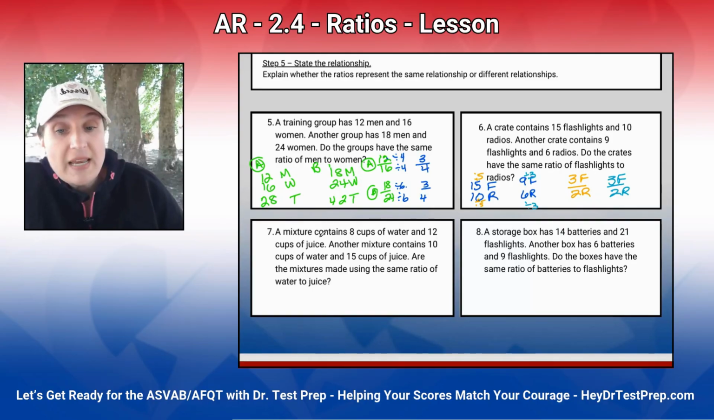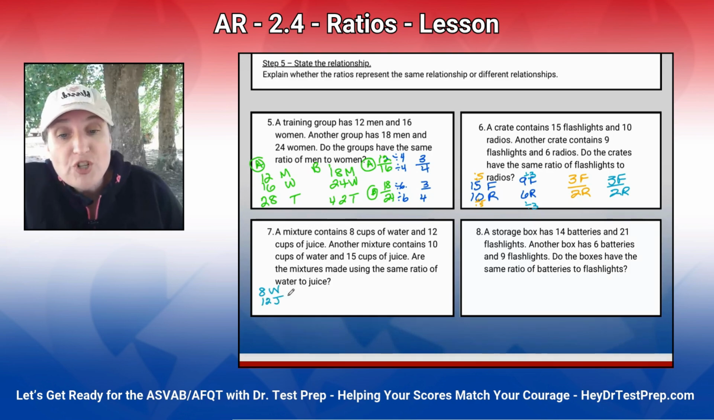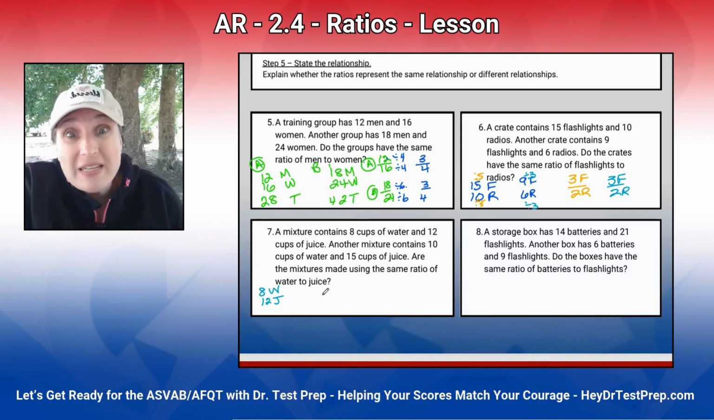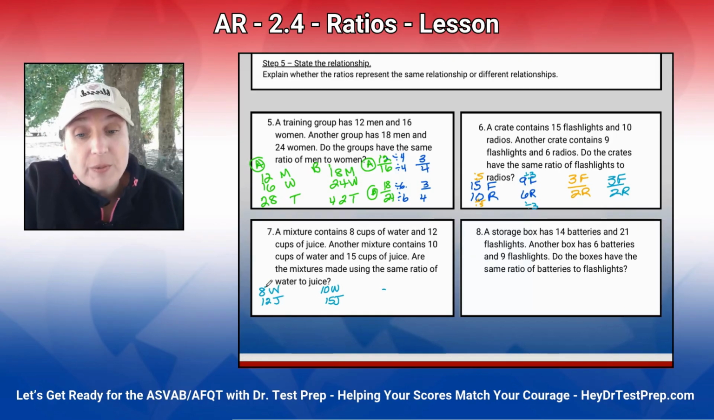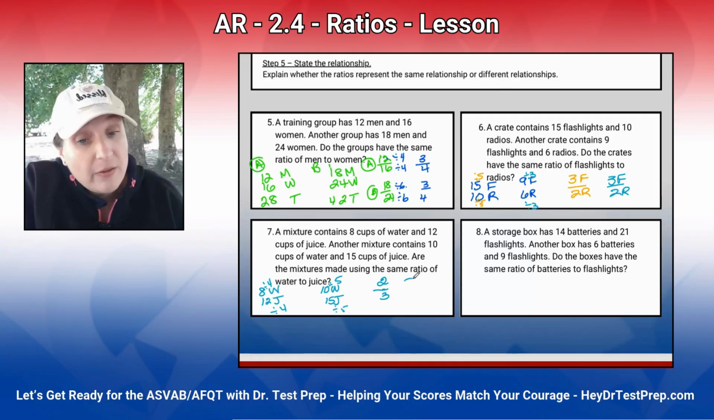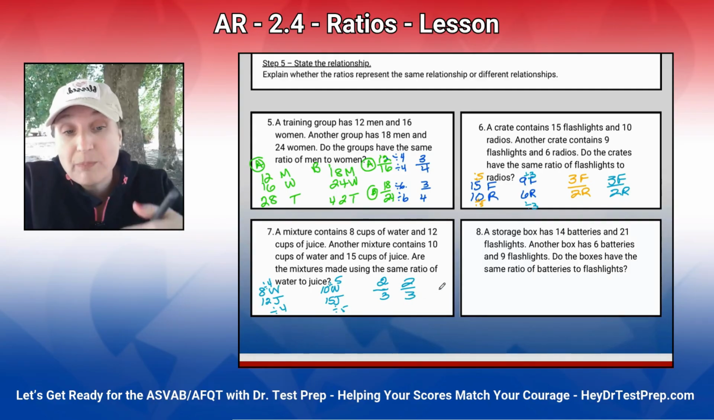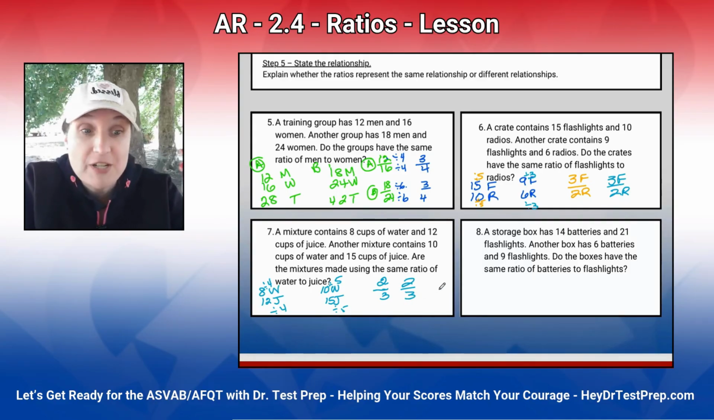A mixture contains 8 cups of water and 12 cups of juice. They must be running out of money if they have that much water to the juice. Another one has 10 water and 15 juice. Are they the same ratios? Well, 8 and 12 are both divisible by 4. So this group, if we divide the numerator and denominator by 4, 8 divided by 4 is 2, 12 divided by 4 is 3, and both of these are divisible by 5. You will not have it work every single time, but so far, all of these have had the same ratios.